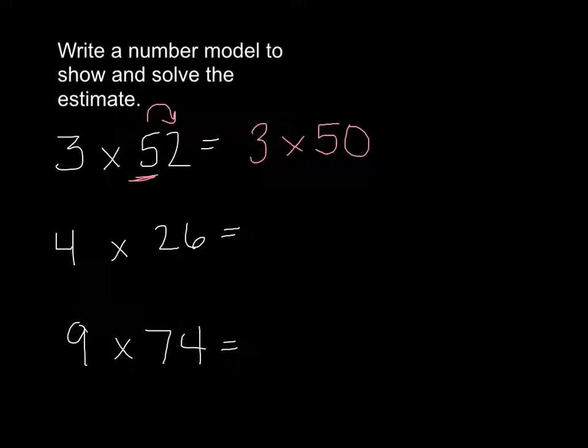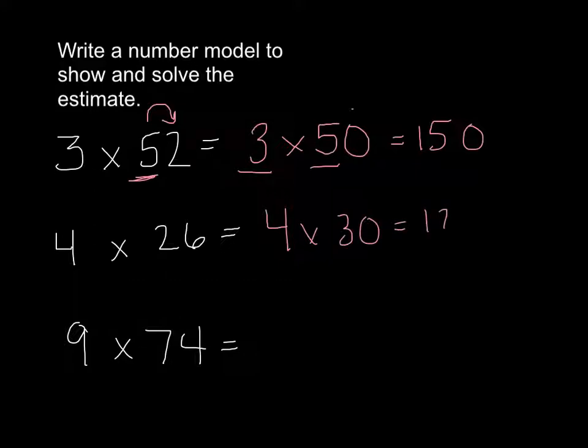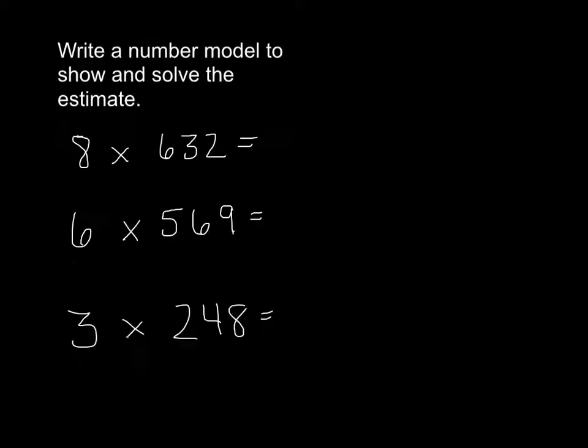So remember, now we have our easy basic fact that we're extending with our 0. So 3 times 5 is 15, and we add the 0. Do that for the next two problems. So here we'd have 4 times 30 equals 120, and 9 times 70 equals 630. All right, let's try that with 3 more problems.